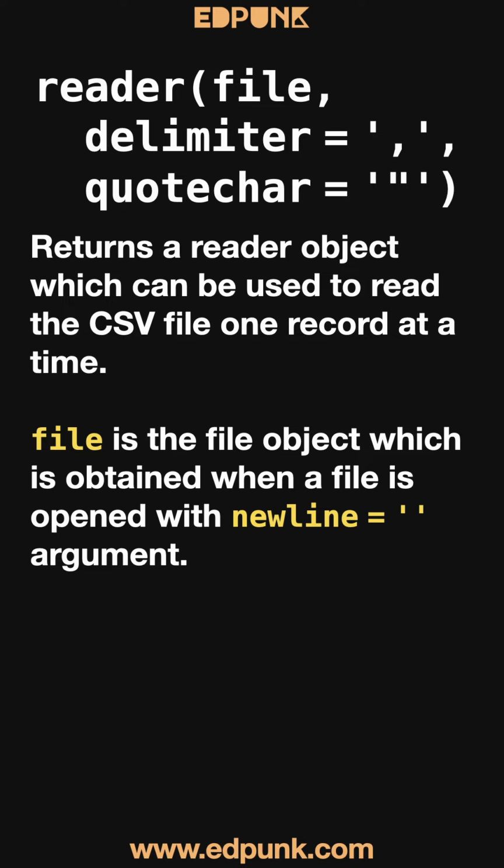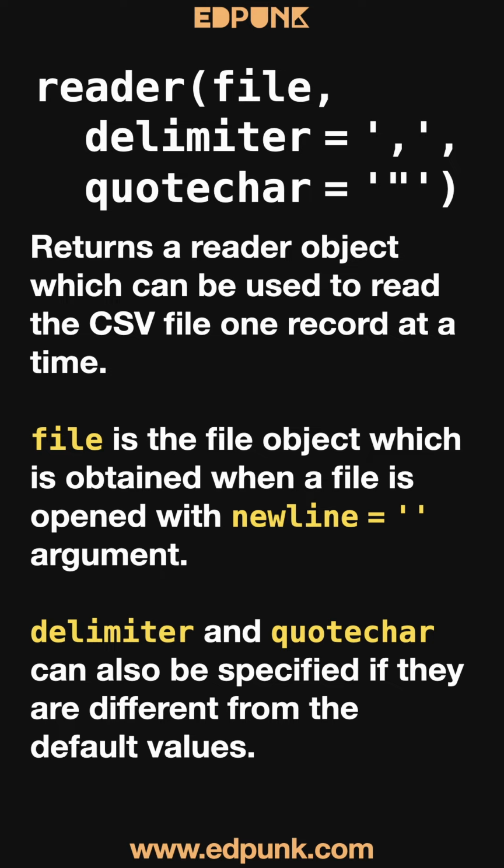The first argument is the file object, which can be obtained by opening the CSV file in read mode. The file should be opened with newline equal to empty string, as the CSV module has its own newline handling mechanism which correctly interprets the newlines depending on platform or in case there are any embedded newlines inside quoted fields.